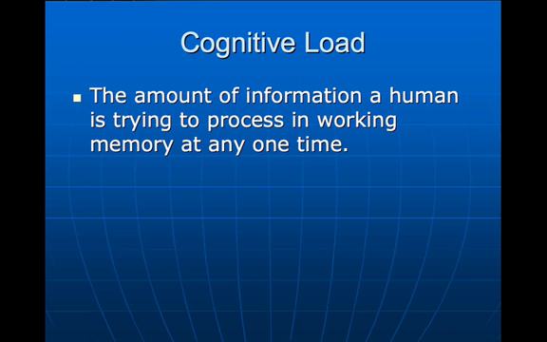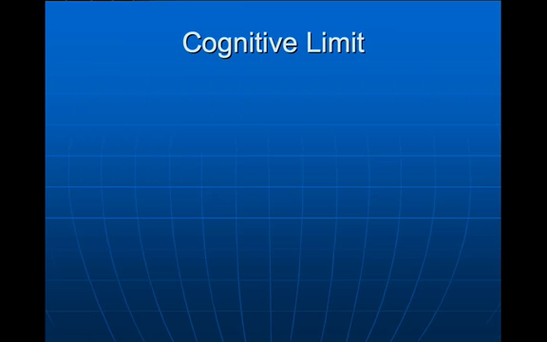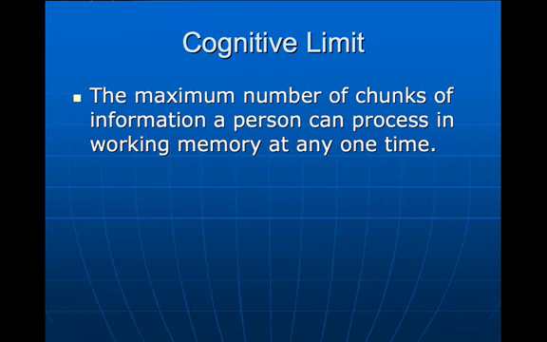So we're going to start cognitive load theory by talking about cognitive load and cognitive limit and differentiating between the two. Cognitive load is the amount of information a human is trying to process in working memory at any one time. This is basically how hard you're thinking. Cognitive limit is the maximum number of chunks of information a person can process in working memory at any one time. And that happens to be extremely limited.